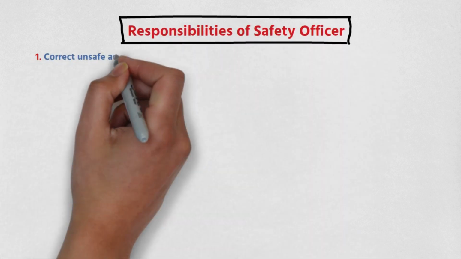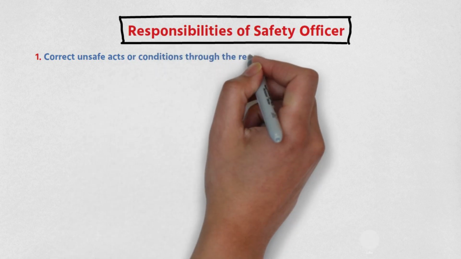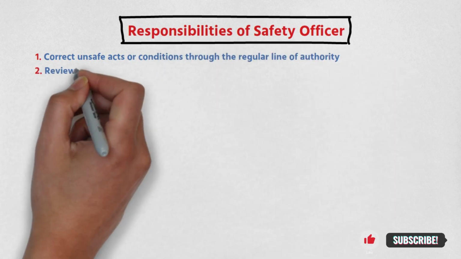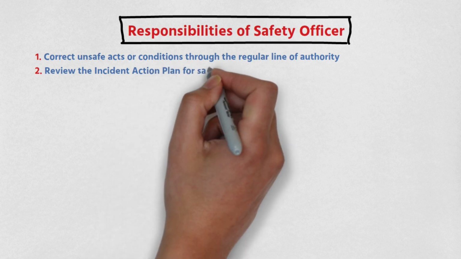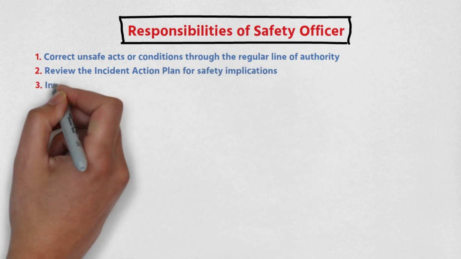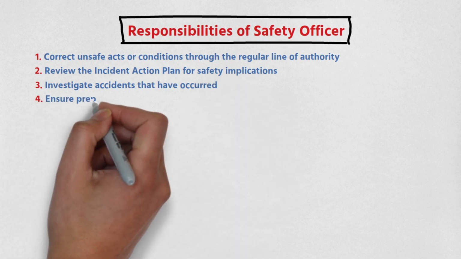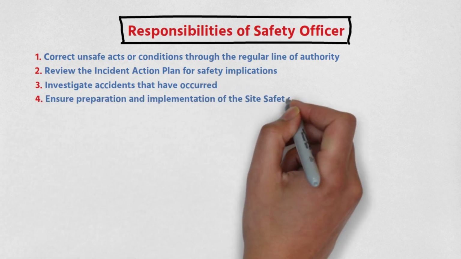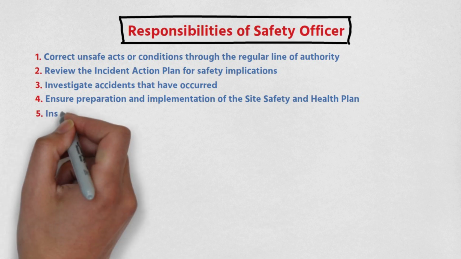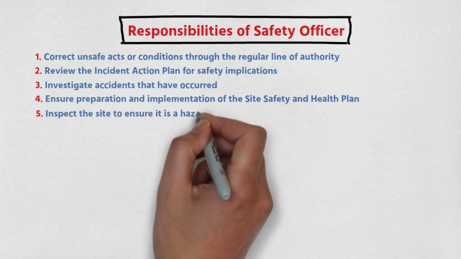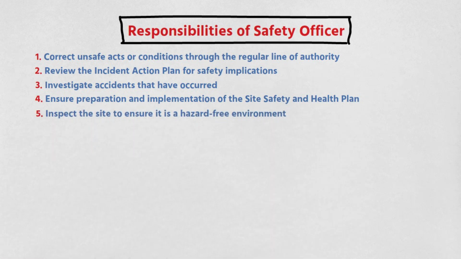Responsibilities of the safety officer. 1. Correct unsafe acts or conditions through the regular line of authority. 2. Review the incident action plan for safety implications. 3. Investigate accidents that have occurred. 4. Ensure preparation and implementation of the site safety and health plan. 5. Inspect the site to ensure it is a hazard-free environment.